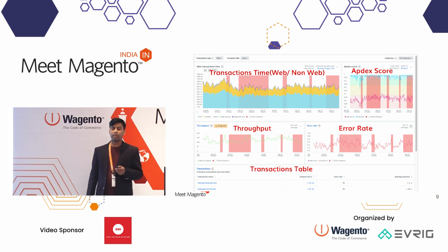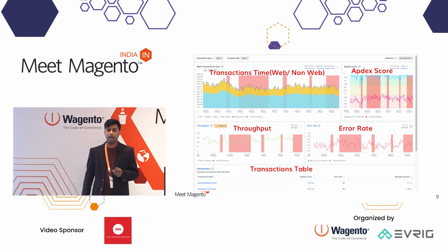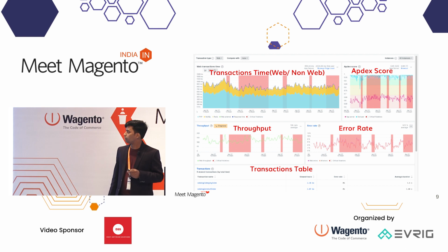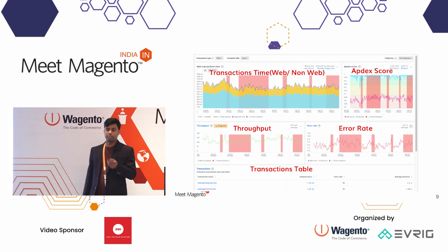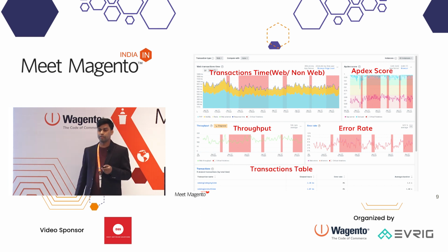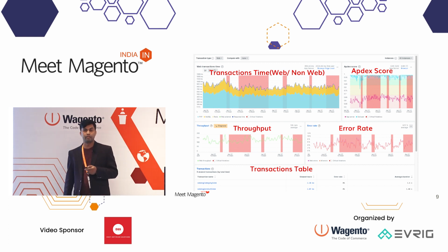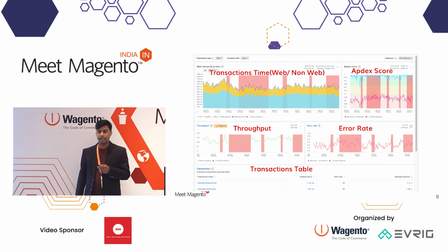Based on the time limit we have, I'm just going to show you one dashboard, so that you can understand what the APM dashboard looks like. You can easily analyze the web transaction time. You can see the FDS score, the throughput of the website as well, and the error rate of your site as of now, and the slowest transaction table.